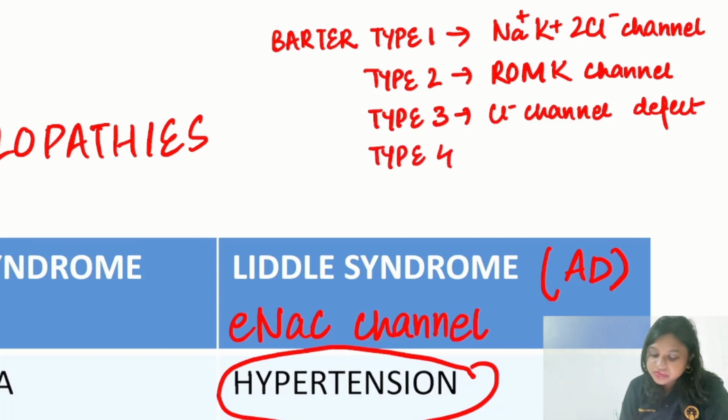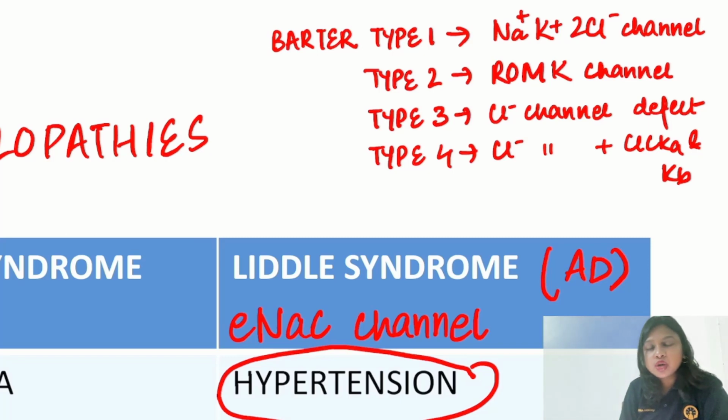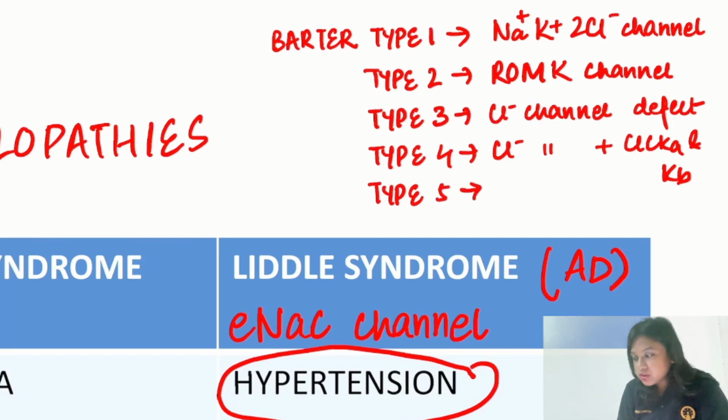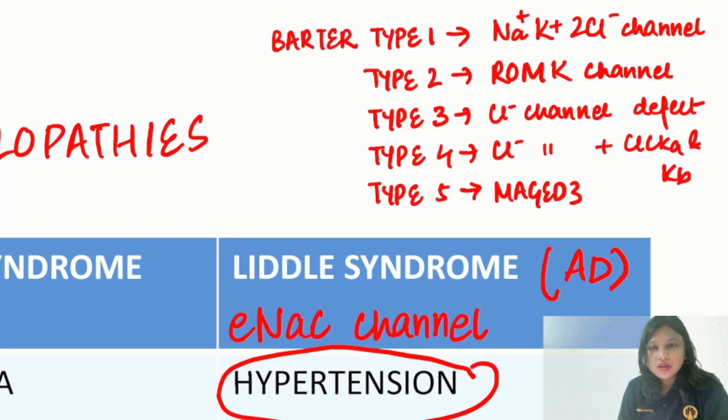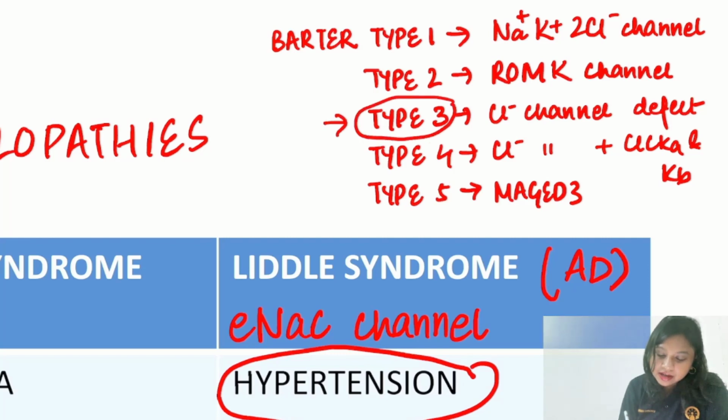Type 4 is a chloride channel defect along with a defect in an accessory protein associated with the chloride channel. We say CLC-Ka and Kb. You can remember it as an accessory protein of the chloride channel. And type 5 is associated with three mutation. So even if you forget everything, at least you remember type 3 is classic.